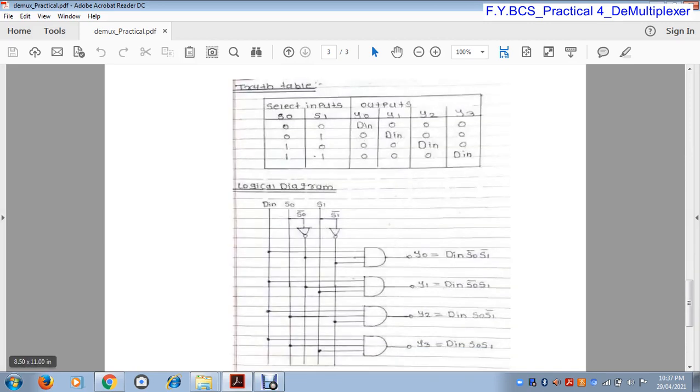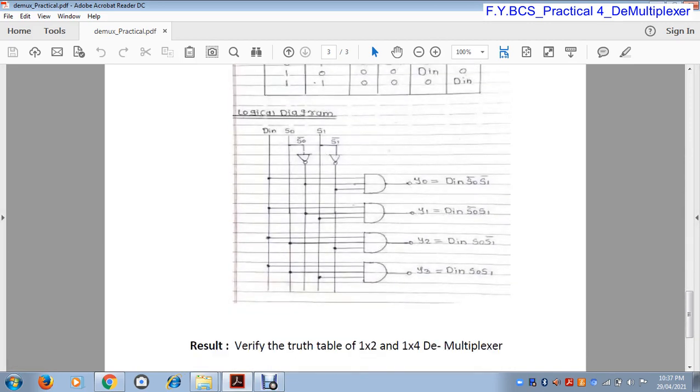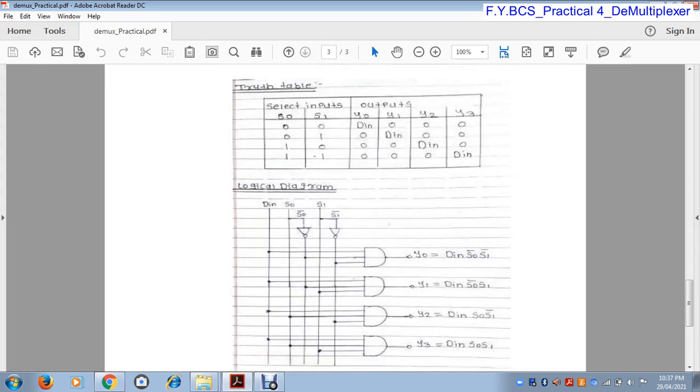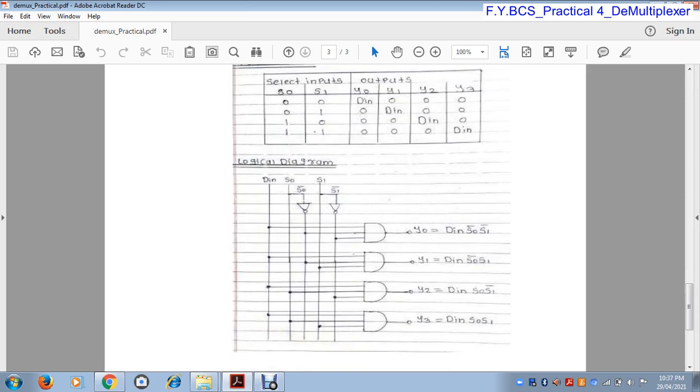So this is the circuit diagram of the 1:4 demultiplexer. Now look at this truth table. There are four outputs Y0, Y1, Y2 and Y3, so for four outputs we draw four AND gates. This is for Y0, this is for Y1, this is for Y2 and this is for Y3. Why do we use AND gates? Because there is an AND operation between S0, S1 and D in.